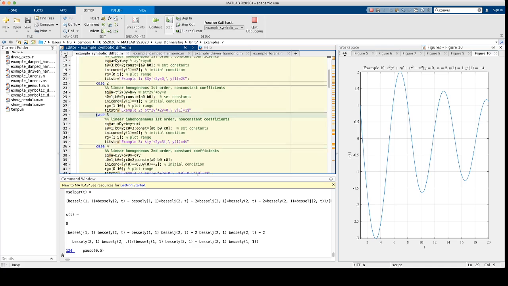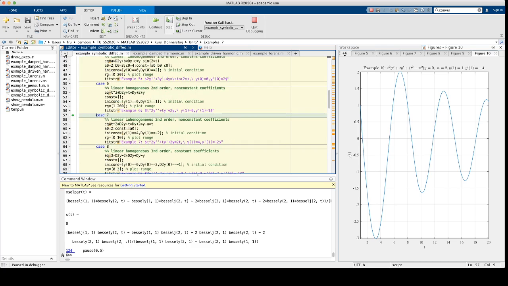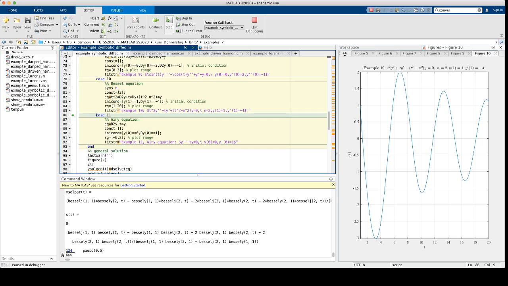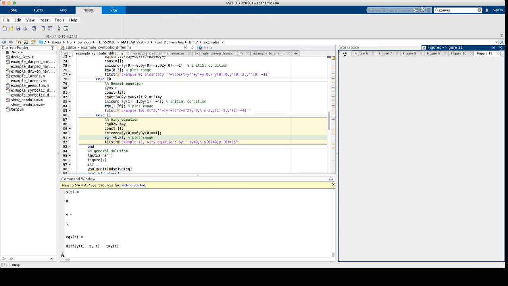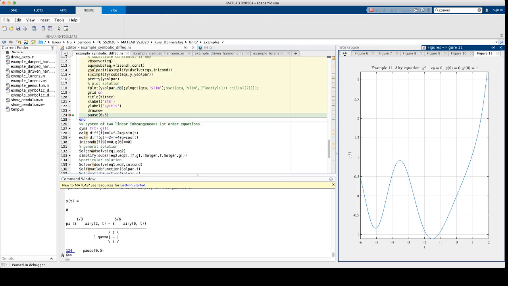Finally, we have Airy's equation, which reads y double prime equals t times y. There are no symbolic constants. We define two initial conditions, and the solution is now expressed in terms of Airy functions, which are a particular kind of higher functions. And you see in the figure window how this solution looks.